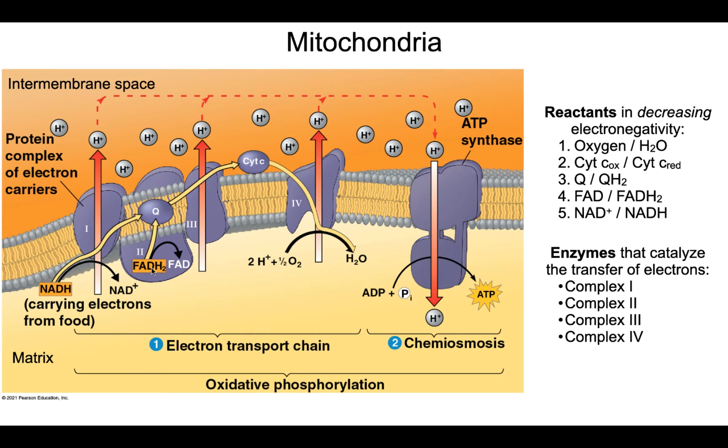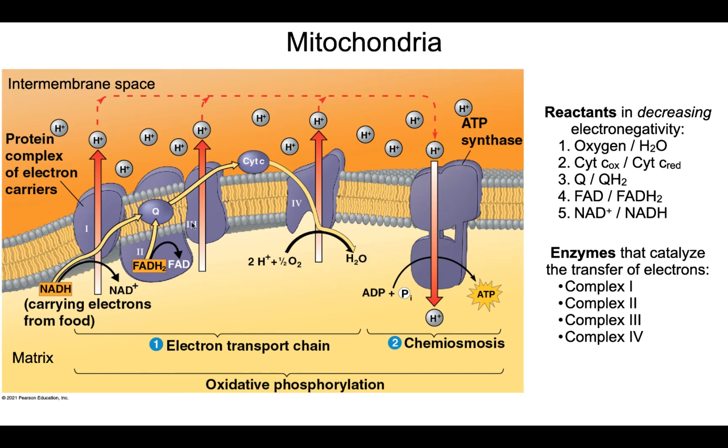Either way, we've got a whole bunch of Q floating inside the inner membrane, right? There's not just one Q, there's lots and lots of Qs, and they're going to be involved in the next reaction, the reaction that occurs at complex 3. Complex 3 is going to catalyze the transfer of electrons from Q to cytochrome C. The only way that's going to be exergonic is if cytochrome C is more electronegative than Q. Is it? Cytochrome C at 2 here and Q at 3. Yes, that's an exergonic reaction.